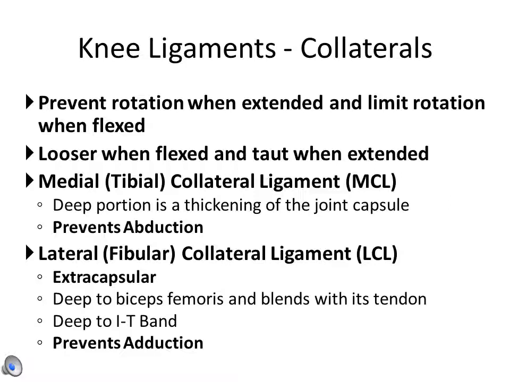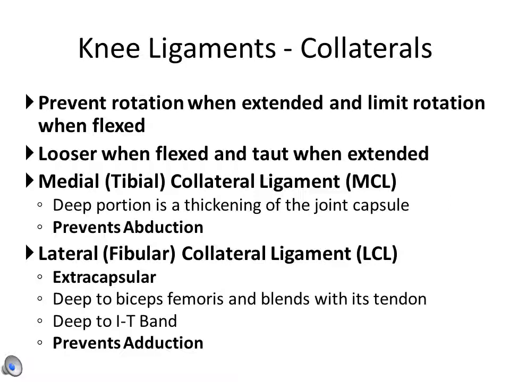The medial collateral ligament is attached to the medial condyle of the femur and the shaft of the medial aspect of the tibia. The deeper portion of the medial collateral ligament is actually a thickening of the joint capsule, which is also attached to the medial meniscus. Therefore, it is often common to see MCL and medial meniscus injuries that occur together. The medial collateral ligament prevents knee abduction.